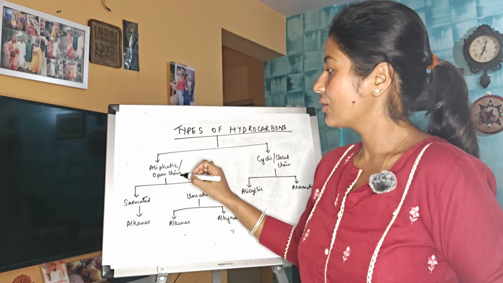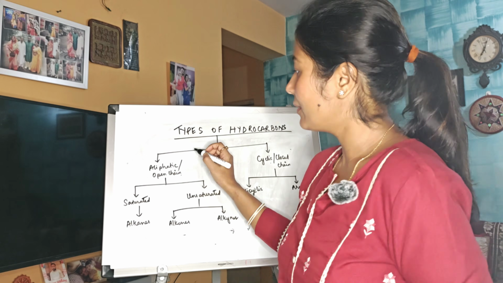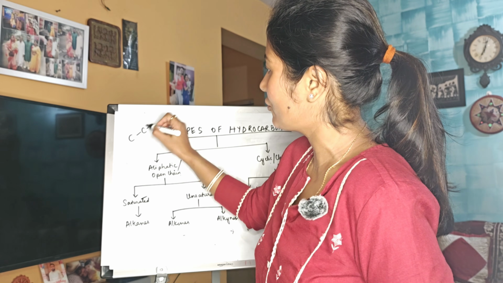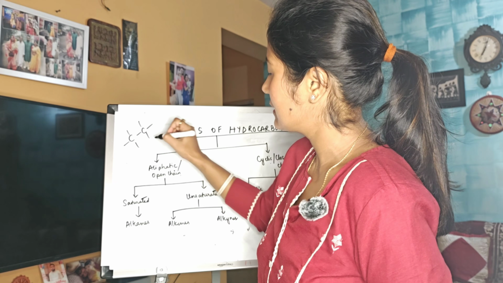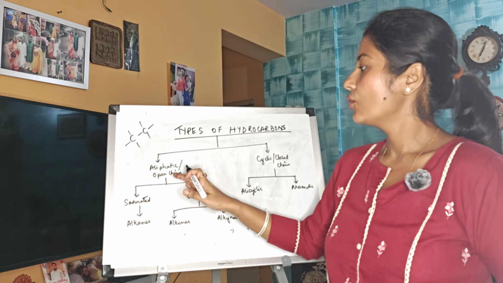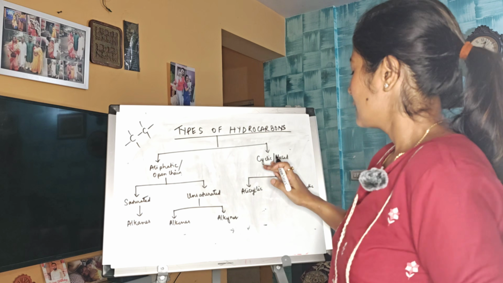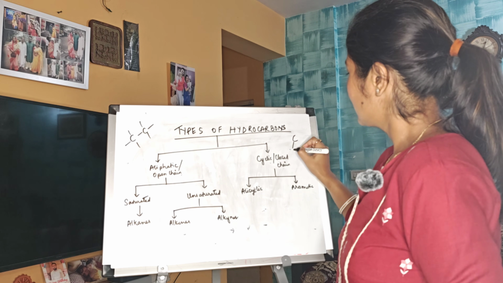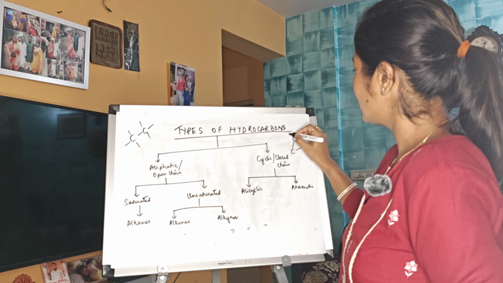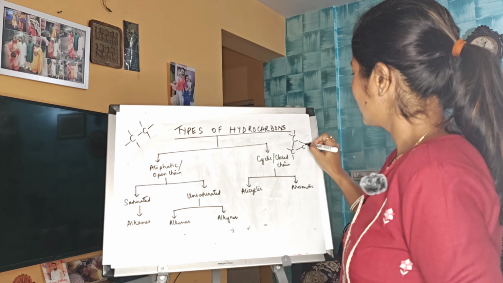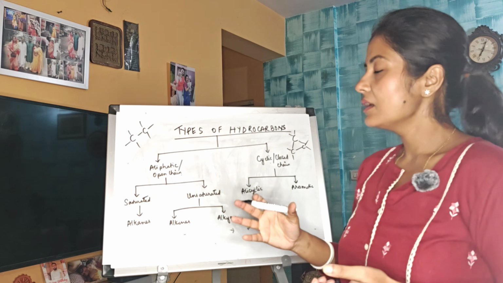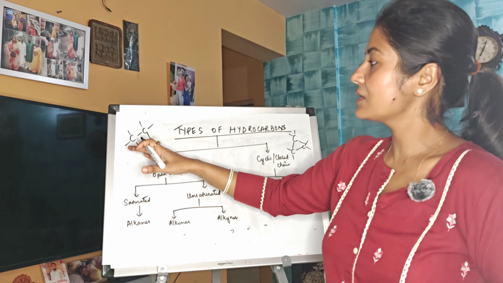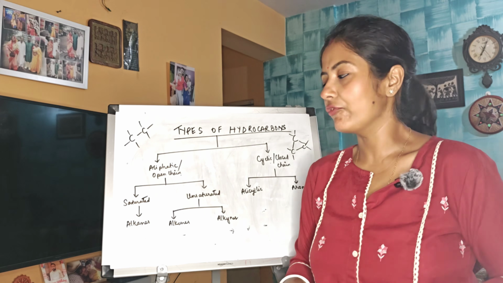So aliphatic or open chain, these are the compounds which are not closed, they are open chain. For example, this is an aliphatic or open chain hydrocarbon. Cyclic or closed chain, for example, this is a cyclic or closed chain compound. Here the carbon atoms are linked to each other in a closed structure, and here the carbon atoms are linked to each other in an open chain form.